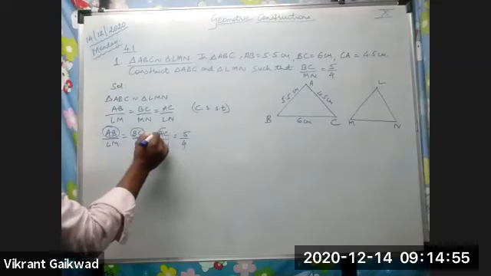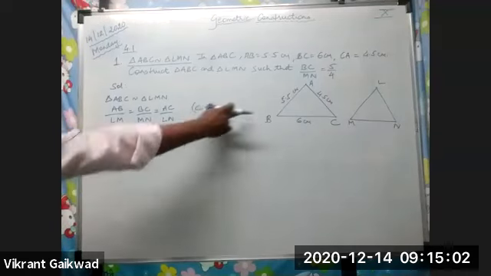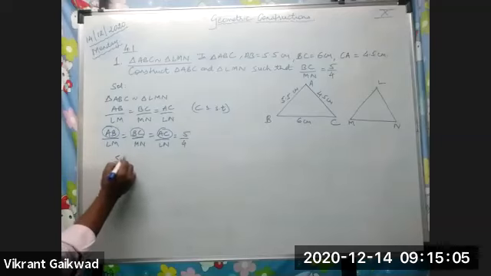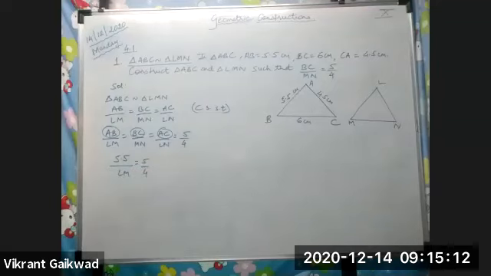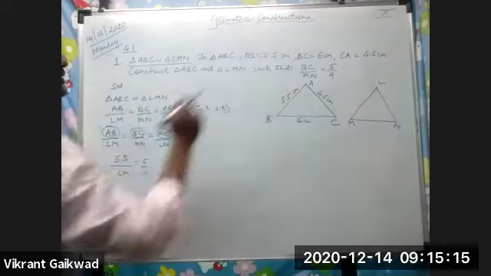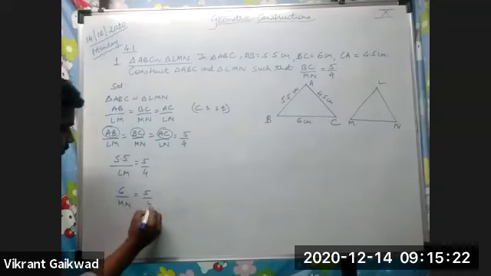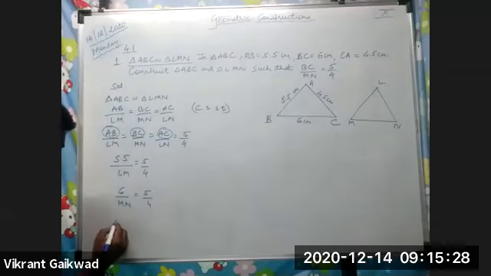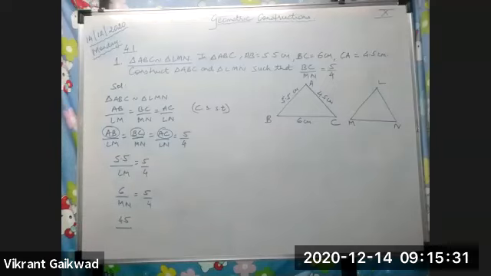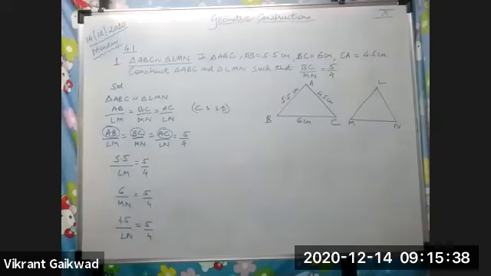AB, BC, AC. These values are given to us. So we'll take one ratio at a time. In place of AB, I'm writing 5.5, which is given. So 5.5 upon LM equals 5 upon 4. BC, 6. 6 upon MN equals 5 upon 4. And last, AC, 4.5. So 4.5 upon LN equals 5 upon 4. We just substitute the given values.